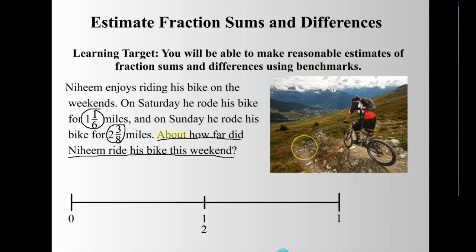All right, so when we're looking at estimating, we're not just going to round to the whole number, we're also going to use the benchmark 1/2. So we can be rounding these fractions to either a 0, to 1/2, or to 1. So let's look at how we would do that.